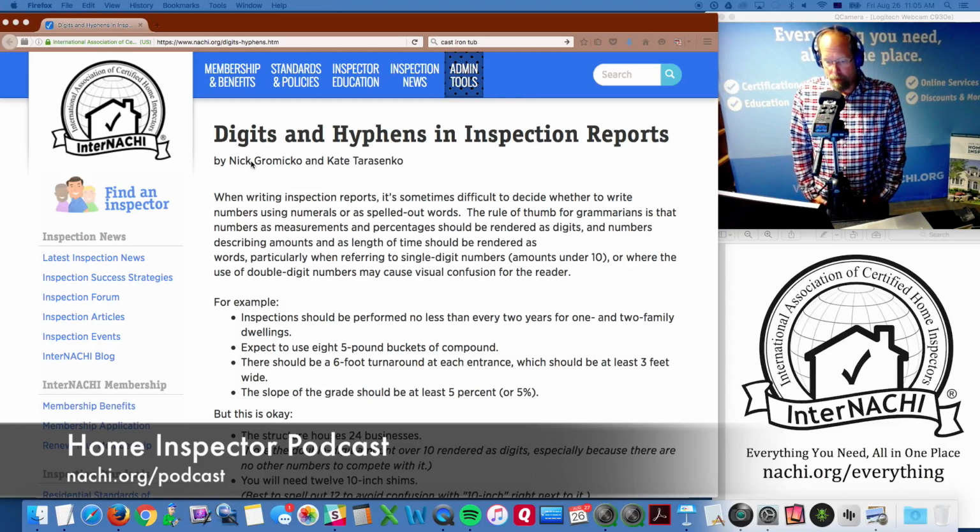Here's another example. There should be a 6-foot turnaround at each entrance. So you use the digit 6, and it's actually 6-foot. Why? Because it's a measurement, and you use a digit. Let's see. How about the slope of the grade should be at least 5%? Now, you tell me, how do you write that out? What is the rule for percent? For percentages, you use a digit. So the 5% would be the digit 5 with the symbol percent.